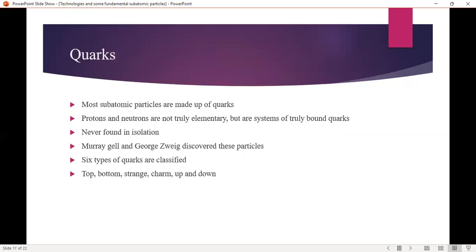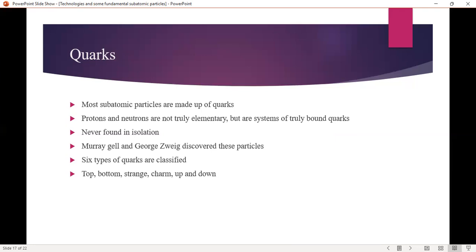Second one is quarks. Most subatomic particles are made from quarks. For example, protons and neutrons, where proton is positively charged and neutron is neutral. These are the fundamental particles of our atom. Protons and neutrons are not truly elementary. They are actually systems of truly bound quarks. It means some quarks combine and form protons and neutrons.